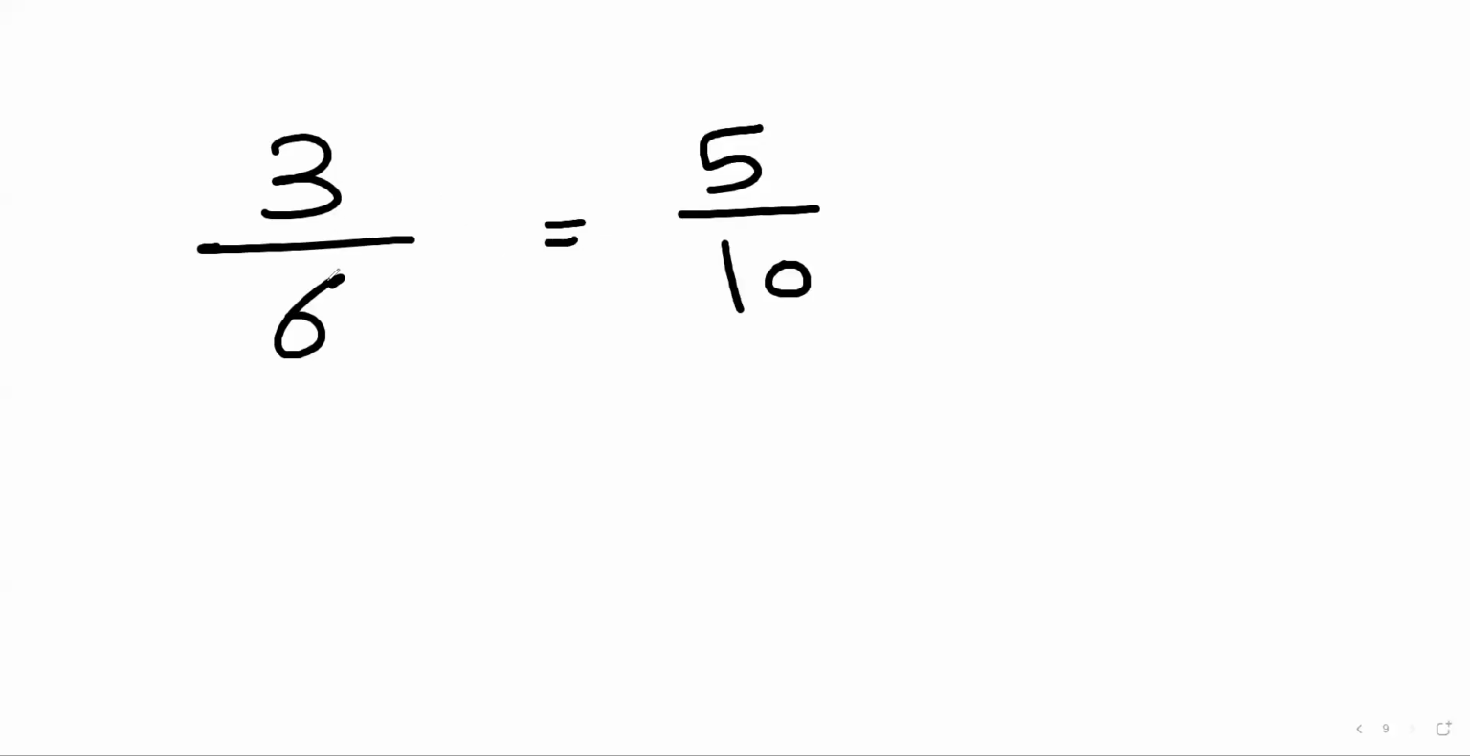The ratio 3 over 6 is the same as 5 over 10. You know, this ratio here is half and this ratio is half. 3 is the first proportional and 6 is the second proportional. 5 is the third proportional and 10 is the fourth proportional. Okay.